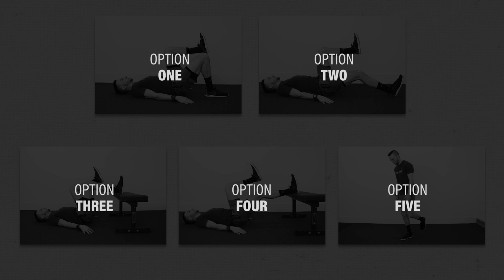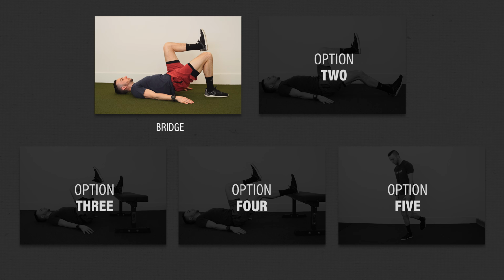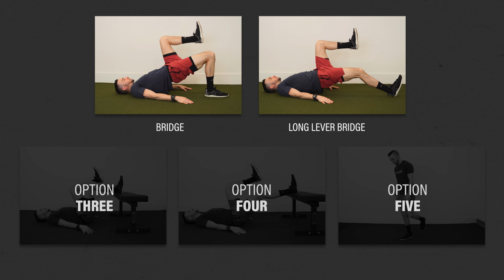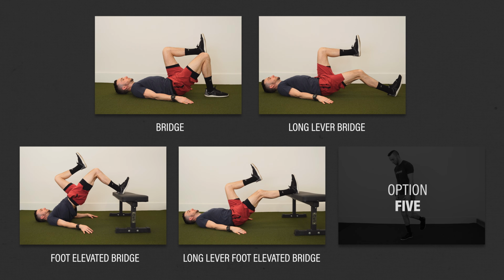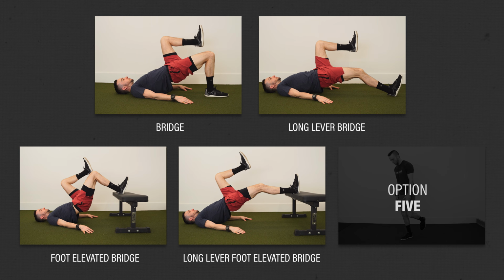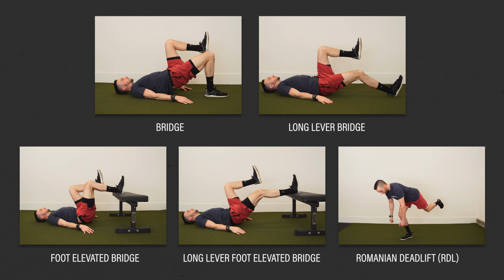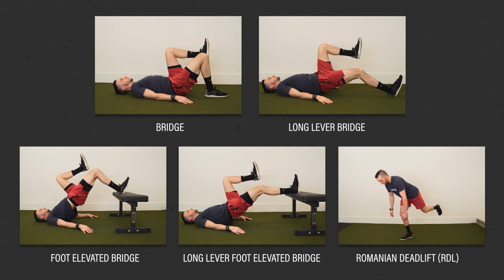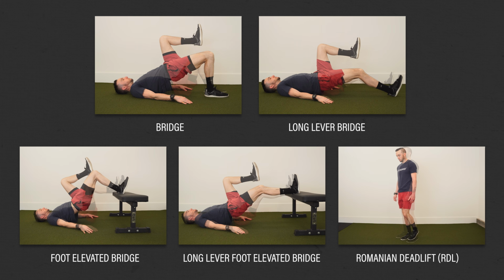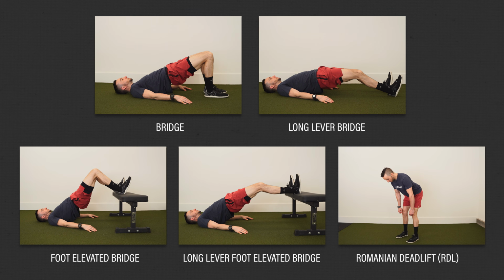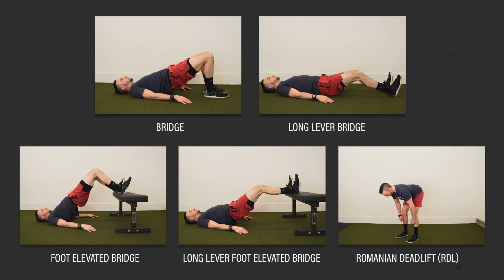First, choose one of the following single leg exercises, which are listed in order of difficulty based on hamstring loading: bridge, long lever bridge, foot elevated bridge, long lever foot elevated bridge, or Romanian deadlift. Choose a variation that is within a tolerable level of pain. If you can't find one, you may perform any of these with 2 legs instead.